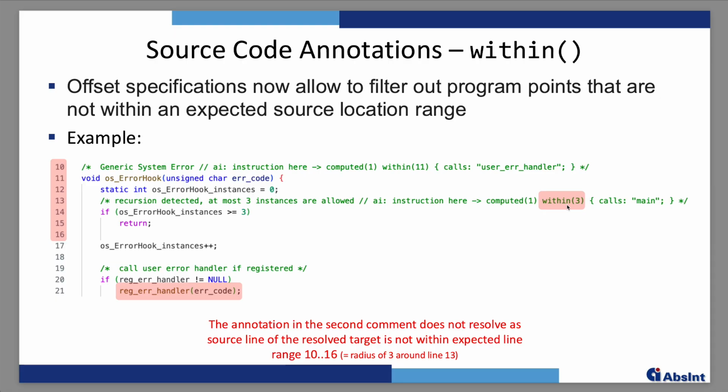time we restrict it to be applied within the radius of 3 source code lines. Since we only have that single computed call location in line 21 and nothing more, you can see that within that range, no program point is found where we can resolve the computed call. So this annotation has no effect here.